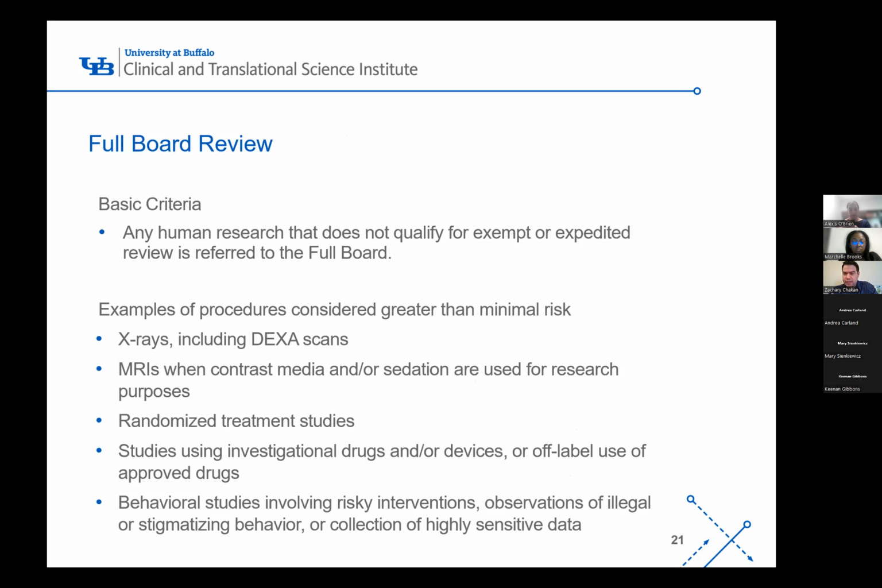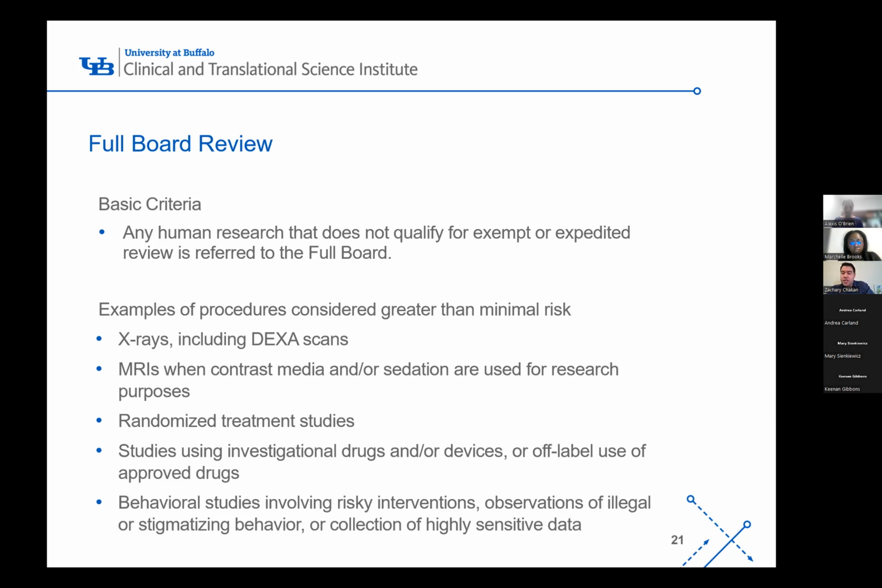Full board review is a little different. If the study does not meet exempt or expedited research criteria or not human research criteria, it's referred to the full board for review. Likely it's because it's going to be a greater than minimal risk study. The board certainly reviews studies, and they could determine it to be no greater than minimal risk, and then it would be sent back to the administrators for future continuing review. But anything at the initial review that clearly is greater than minimal risk, or that is in that gray area and we're not sure, goes to the full board for review.